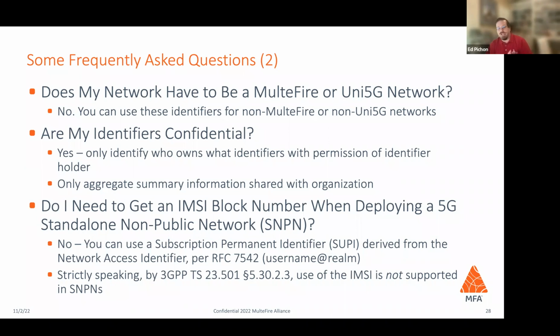I also get asked, if you're deploying a standalone non-public network, do I need to get an MC block number? And the answer is no. If you're doing this Release 16 SNPN, you do not need to get an MC block number.